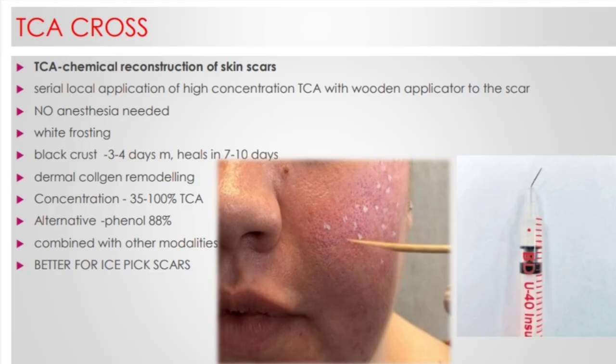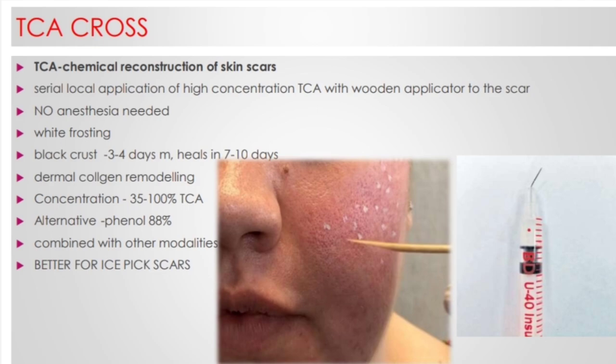TCA cross is another method to treat acne scars. It is the chemical reconstruction of the skin scar, in which a serial local application of a high concentration of trichloroacetic acid is made with a wooden applicator to the scar. As shown in the picture, usually this process is done without any anesthesia. The endpoint is the white frosting with this wooden applicator.